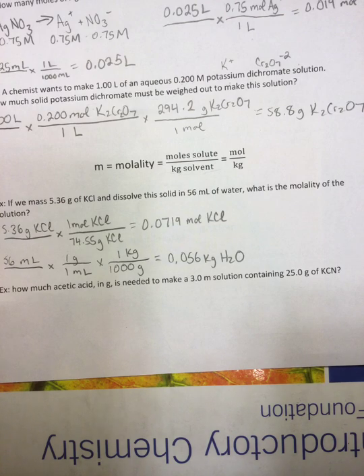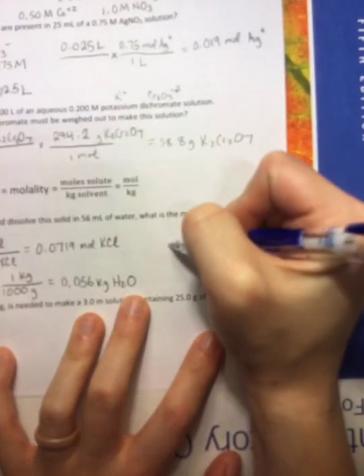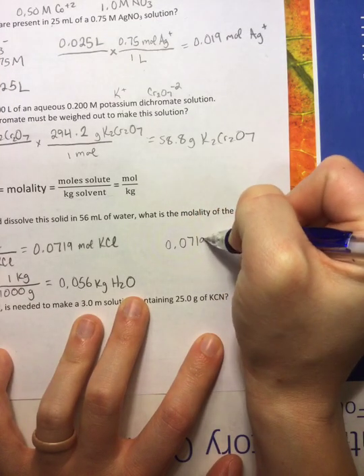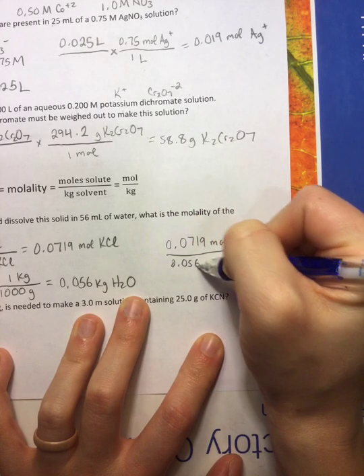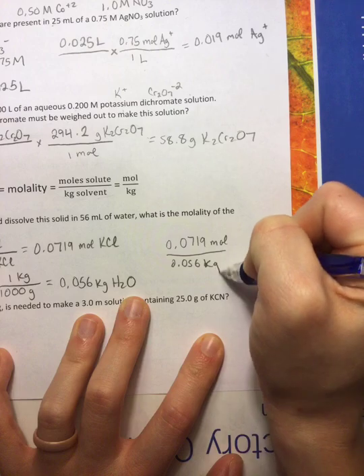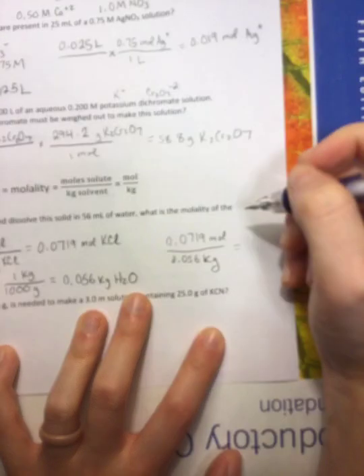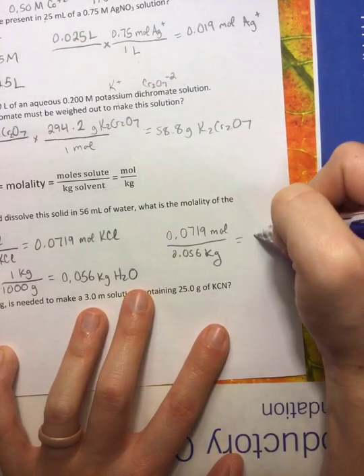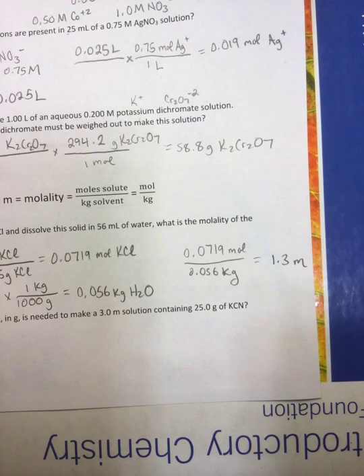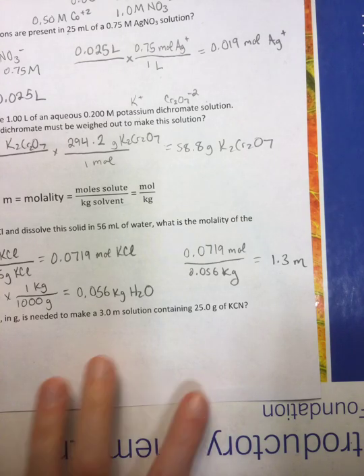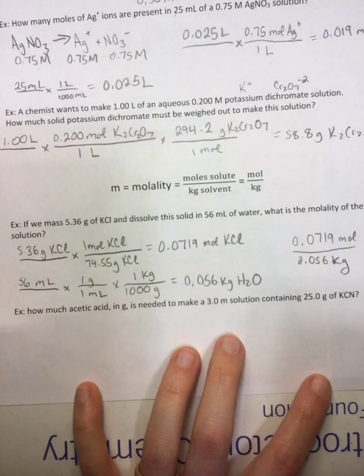So, got all this good stuff going on. I've got my moles of solute. I've got my kilograms of solvent. So I can just find my molality now. So it's 0.0719 moles divided by 0.056 kilograms. And 2 sig figs is all we're allowed, so it's 1.3 little m, 1.3 molal solution. Okay? All right, very last one.